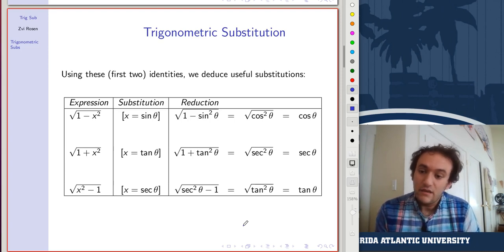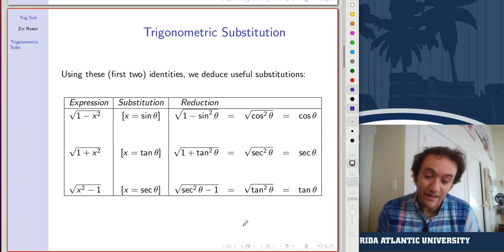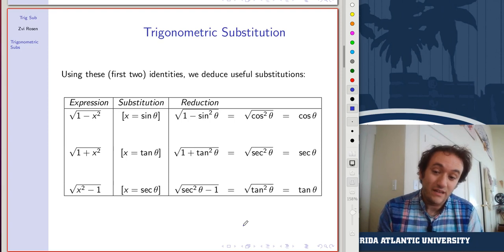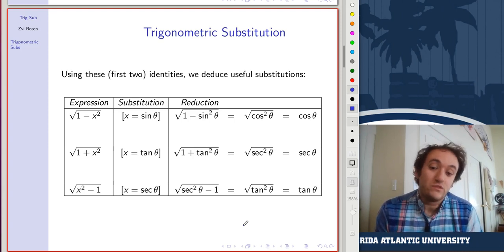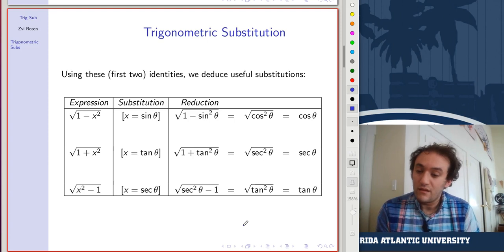So for instance, if we have the square root of 1 minus x squared and we sub in x equals sine theta, then we get the square root of 1 minus sine squared theta. Since sine squared theta plus cosine squared theta equals 1, this expression is equal to the square root of cosine squared theta, which is equal to cosine theta, assuming we restrict theta to values where the cosine is positive.